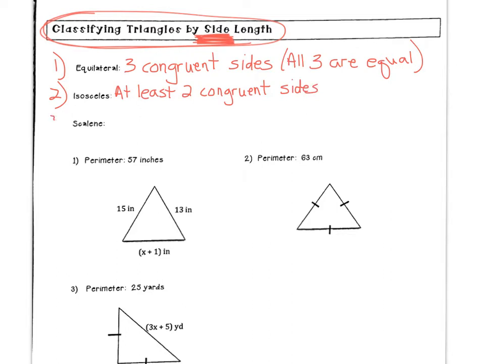And the third way to classify a triangle by its sides is scalene. And scalene has no congruent sides. All three sides are going to be different.